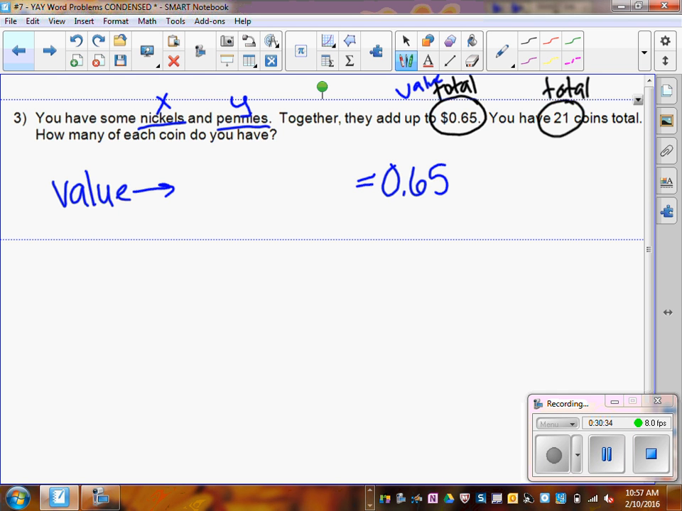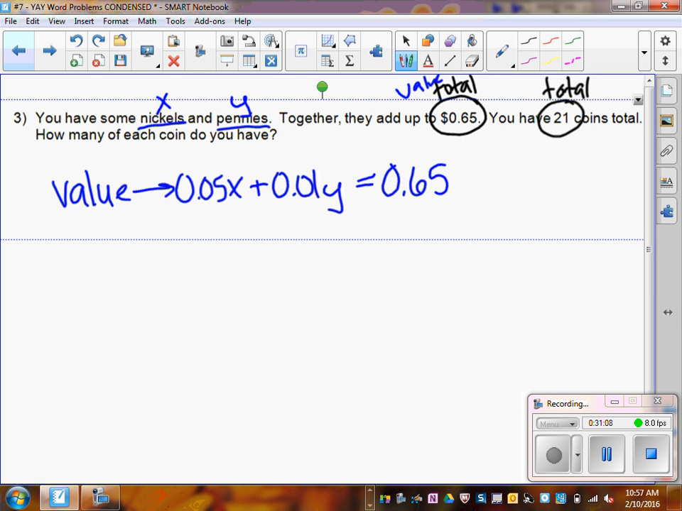Okay, so nickels are my x, and we said nickels are worth 5 cents, so 0.05, right? 5 cents is 0.05. And my pennies are worth 1 cent, so 0.01 for every penny. So I'm saying 5 cents for every nickel, and I add that together to 1 cent for every penny. So the total value of my nickels plus the total value of my pennies gives me the total value altogether. Questions on that equation?